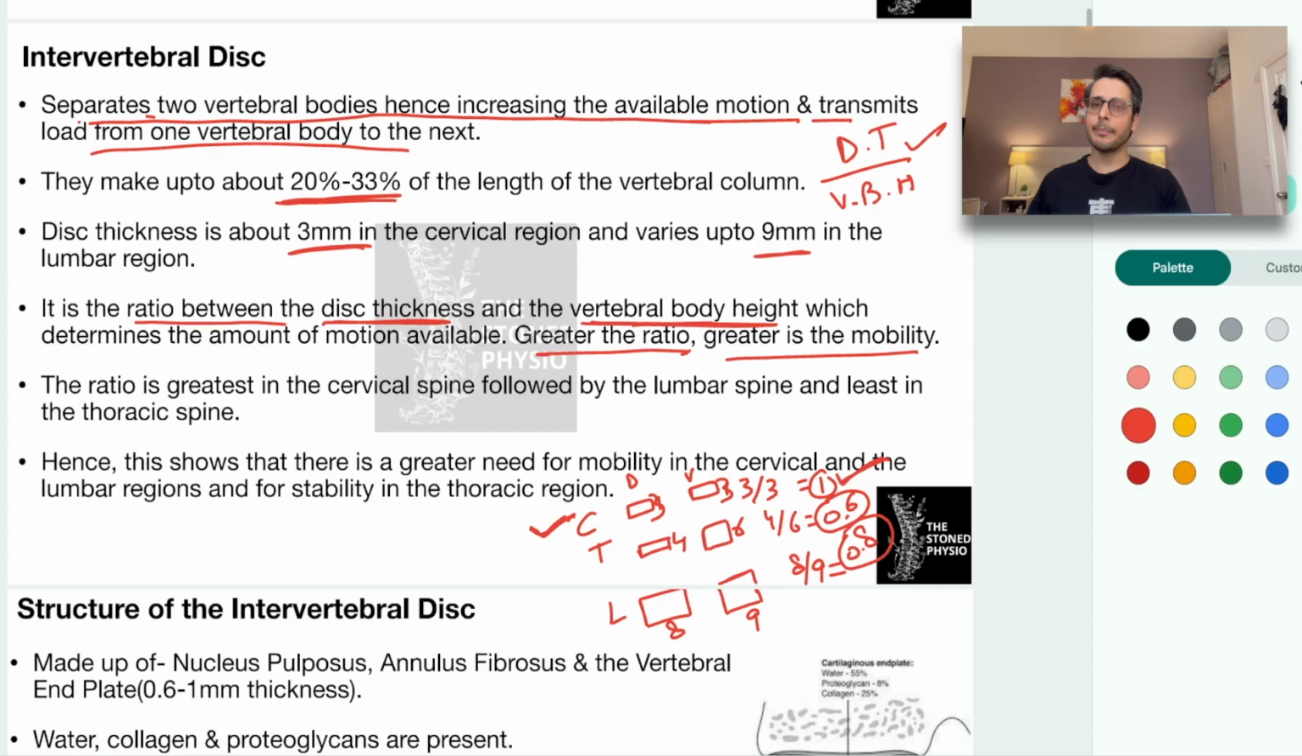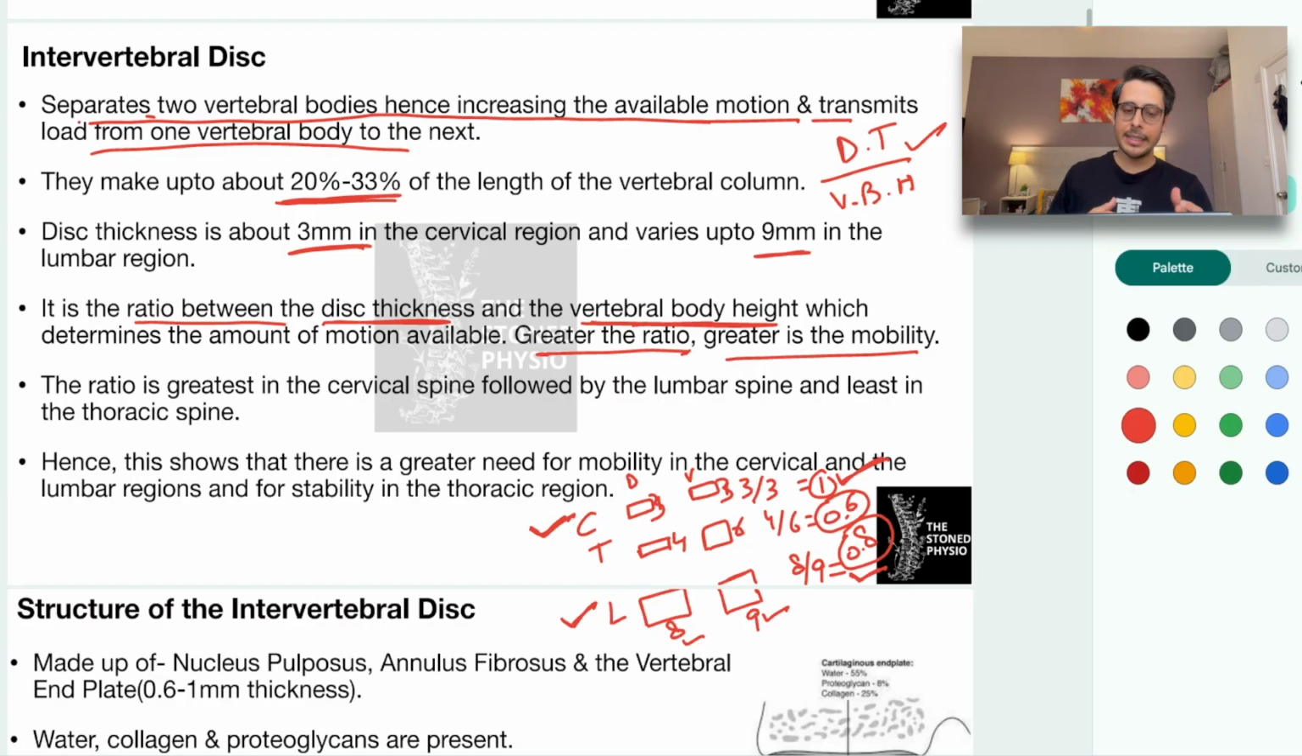The ratio is 1. Now talking about the lumbar spine, of course, the height of the vertebral body increases, let's say to around 9 mm. At the same time, the thickness of the intervertebral disc also increases, to around 8 mm. So the ratio of the intervertebral disc to the vertebral body height is 8 by 9, which comes out to be 0.8, a bit less than 1, and a bit less than the cervical region.